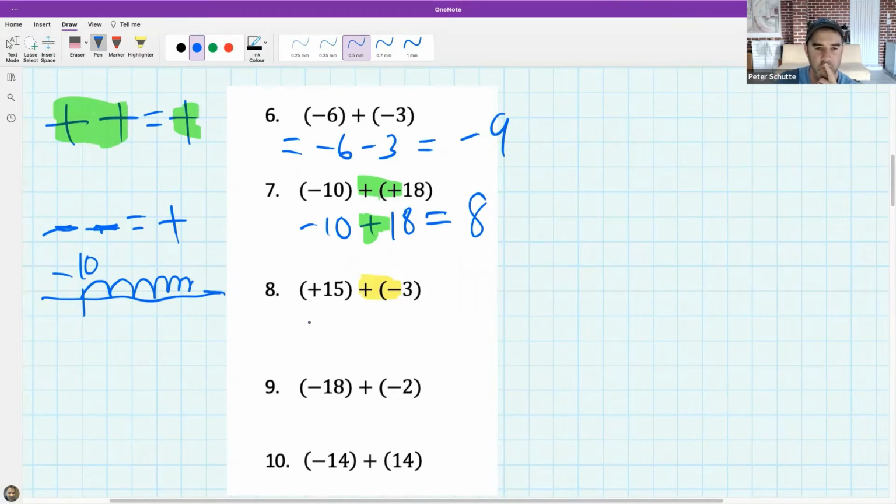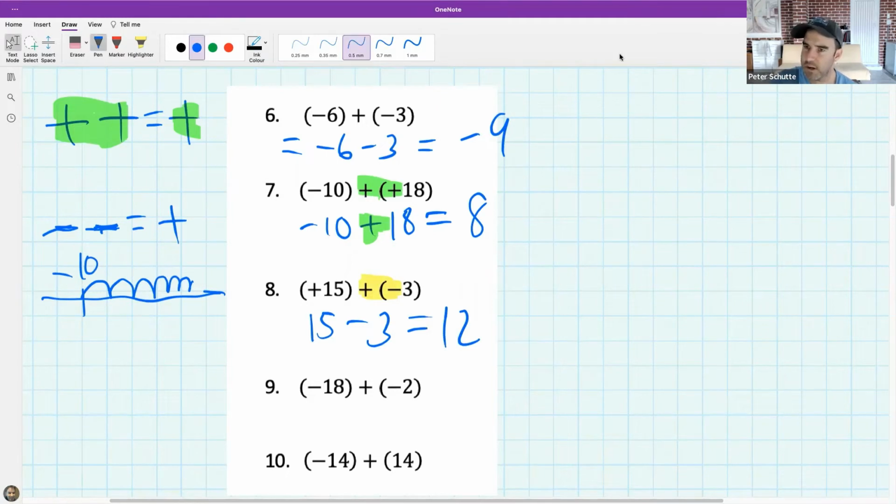Yes, sir. A positive and a negative equals a negative, sir. Perfect. Well done, Kanisa. Thanks, Kanisa. I'm going to hand it back to the class, but thank you so much.